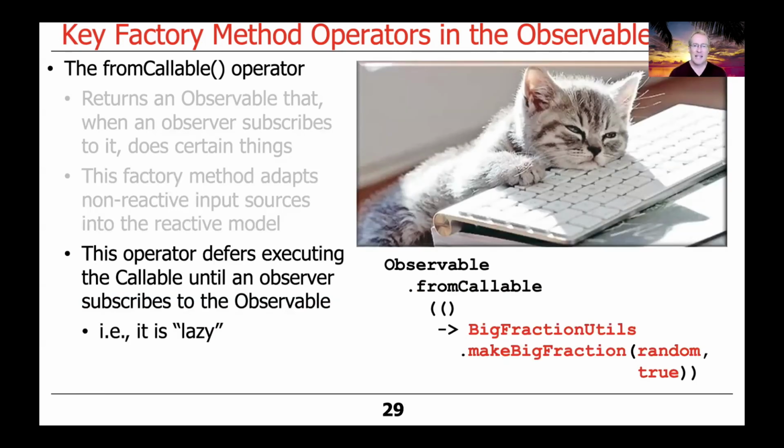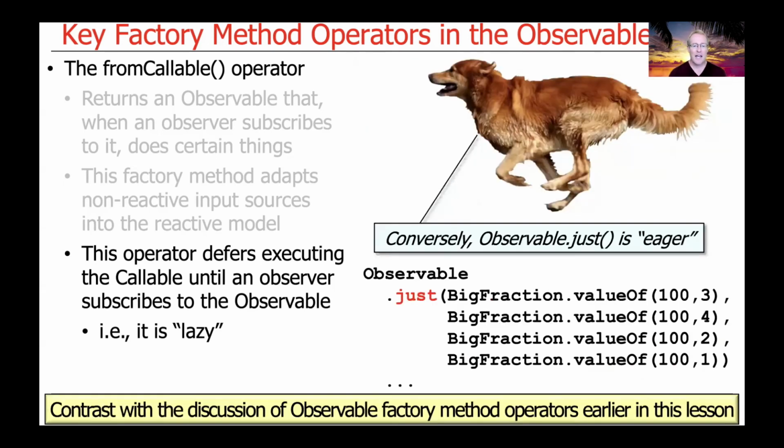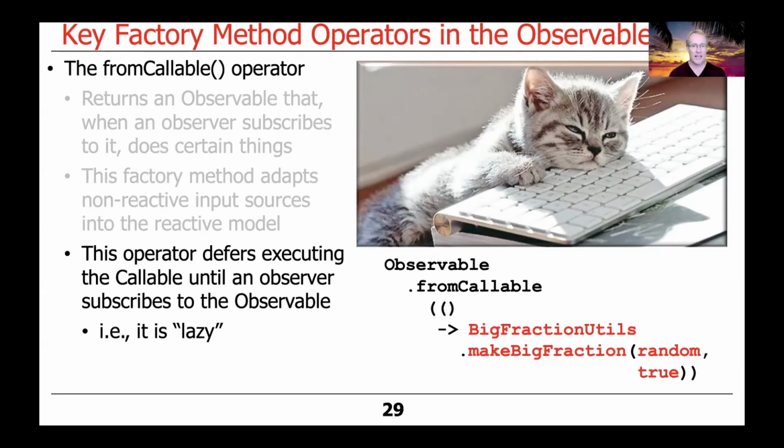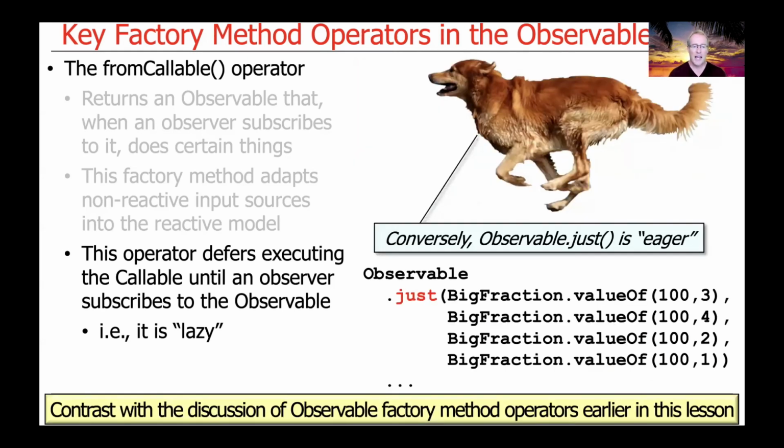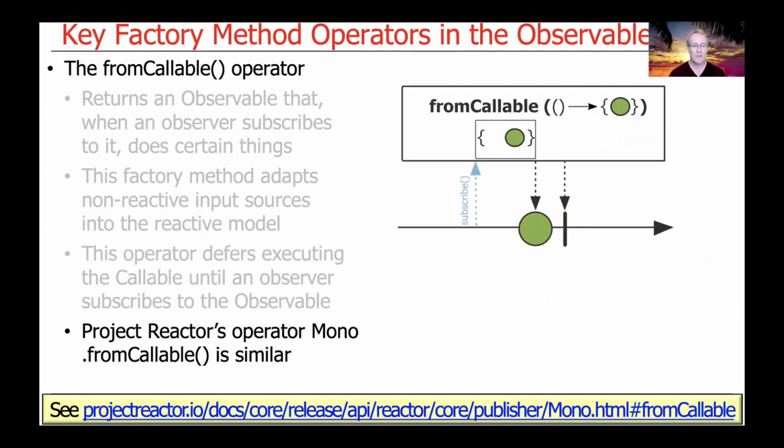Now, unlike the just, fromArray, and fromIterable operators, the fromCallable operator defers executing the callable until an observer subscribes to it. So you want to have an observer that will call subscribe on the observable. This makes this particular operator lazy. What that means is that it will defer calling the parameter that's passed to it, the callable, until the context in which the callable occurs. This is in contrast to the eager behavior of just or fromArray or fromIterable. This makes a difference when we start doing things like running these operators in background threads by using the subscribeOn operator that we'll talk about later.